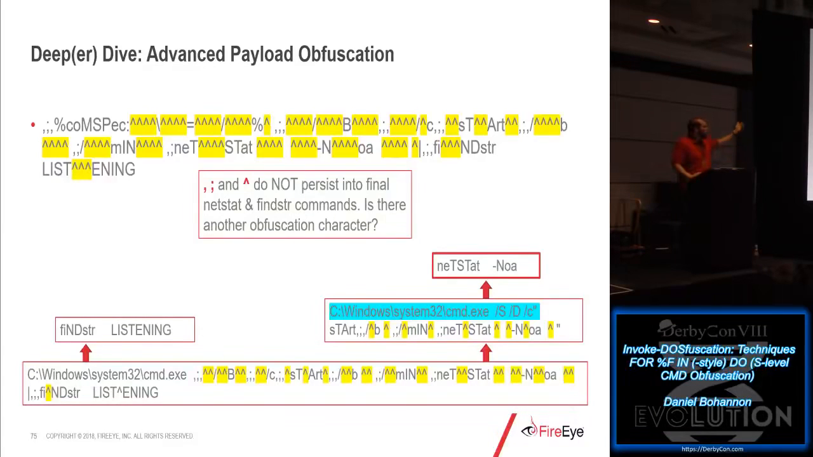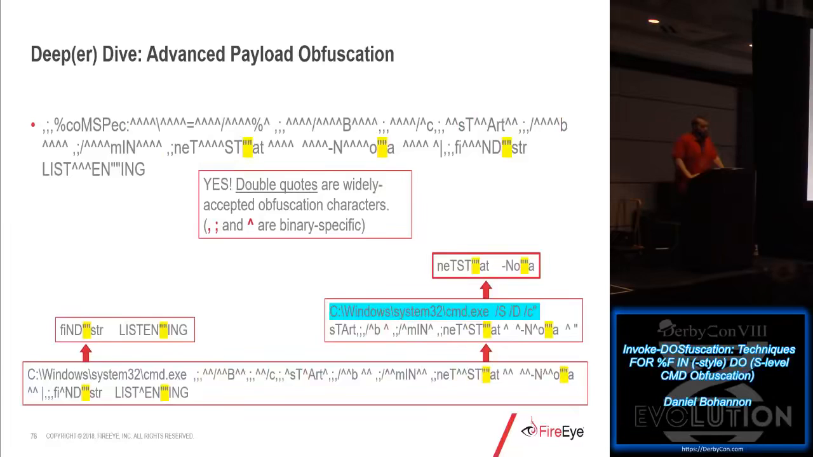Like, what about all the carets and the commas and semicolons? Well, they didn't make it because netstat can't support those if we put those all the way down into the command. But there is a character that can make it into, as far as I've seen, every binary I've worked with, this character will still work and will still obfuscate, and that is the double quote. So as long as we have an even number of double quotes, we can put that in the original command, and it will persist all the way up or down, depending on how you're looking at it, into all the child processes.